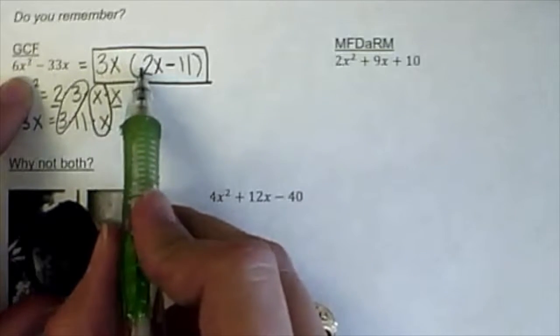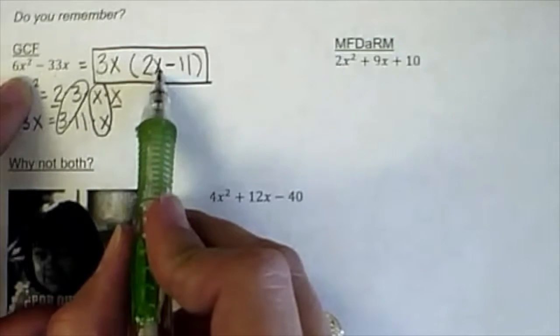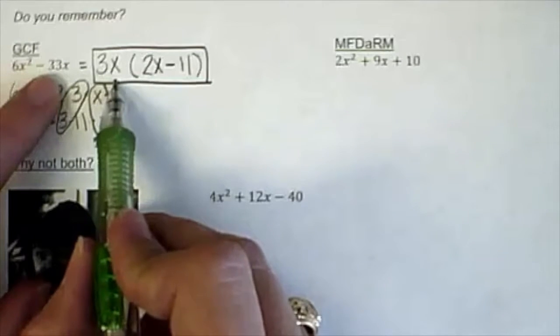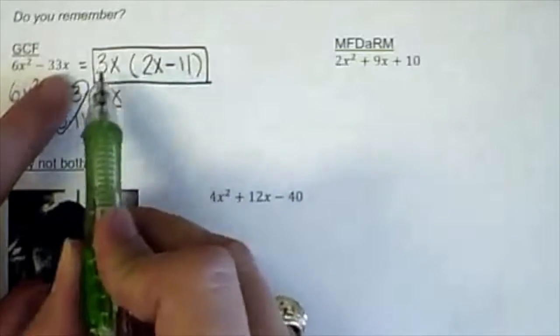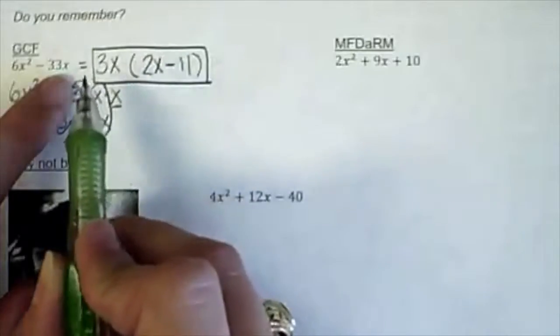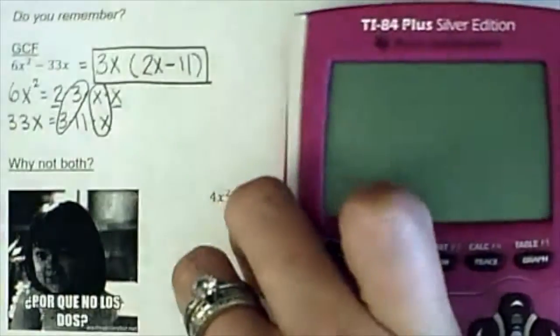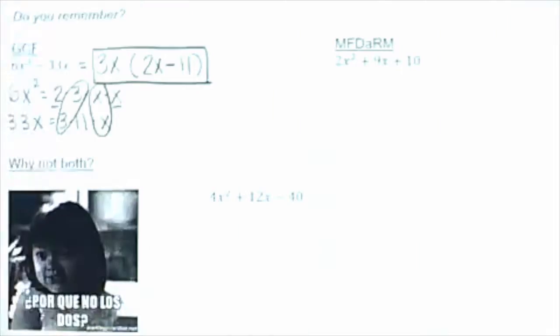Some of you can look at the numbers 6 and 33, and you can tell that the number that goes into both is 3, and that they also share an x. Then you'd ask yourself, 3 times what gives me 6? Well, that would be 2. 3 times what gives me 33? Well, that would be 11, and that makes that pretty quick.